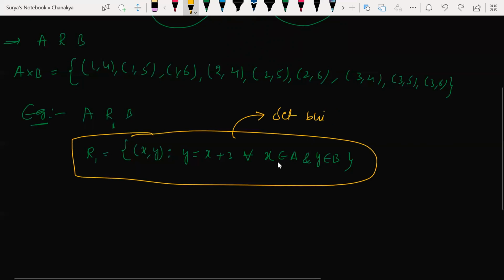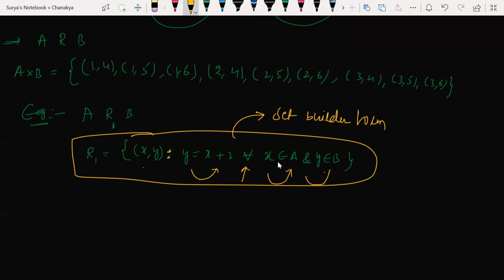I'm sure you might have learned this in school stage as well. Yes, sir. Set builder form, correct? Yes. So how do you read this? R1 is equal to (X, Y) such that Y is equal to X plus 3. This is the condition given to you, for all X belongs to A and Y belongs to B. The meaning of this is, if you are writing an ordered pair, the X coordinate, which means the abscissa, will belong to set A. And your ordinate, I mean your Y coordinate, would belong to set B.